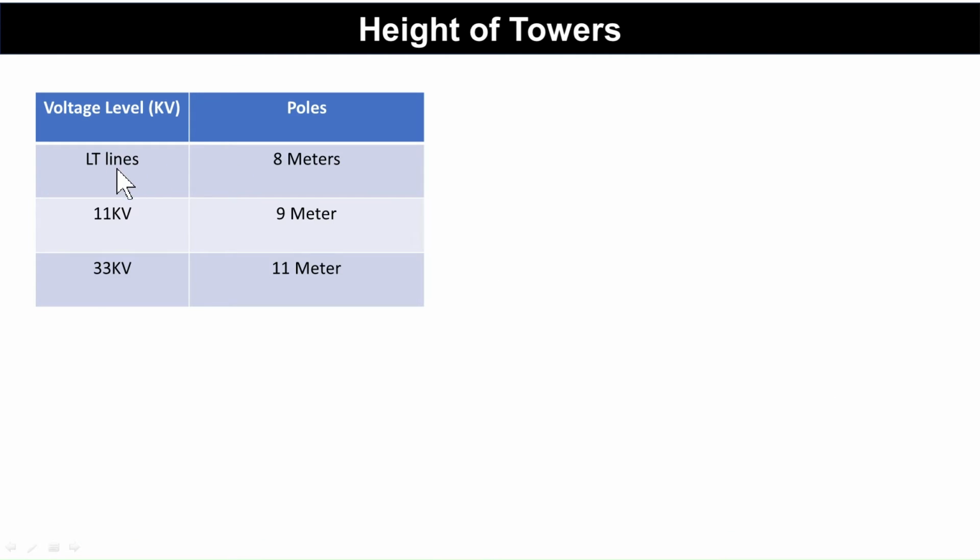For LT lines, steel tubular poles of 8 meters are used. For 11 kV line, 9-meter poles are used. And for 33 kV line, 11-meter poles are used. These are the poles generally used. But when there is a road crossing, then we can use higher sizes. For LT lines, we can use 9-meter. For 11 kV line, we can use 11-meter. And for 33 kV line, we can use 13-meter pole.